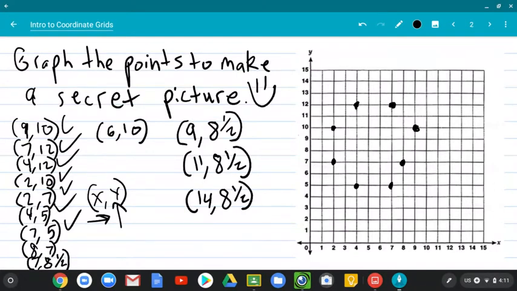Right? Yeah. You know what? That was supposed to be 9, 7. I apologize. I was writing these points out. There we go. Okay. Done with that one. The last one says 7, 8.5.